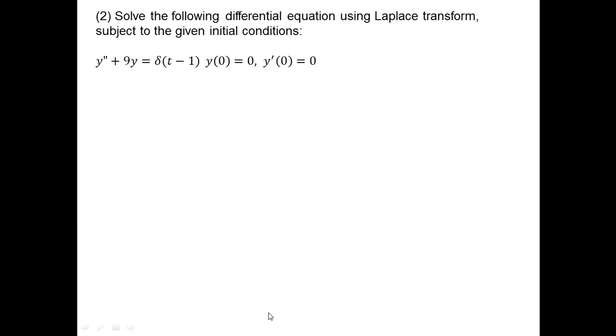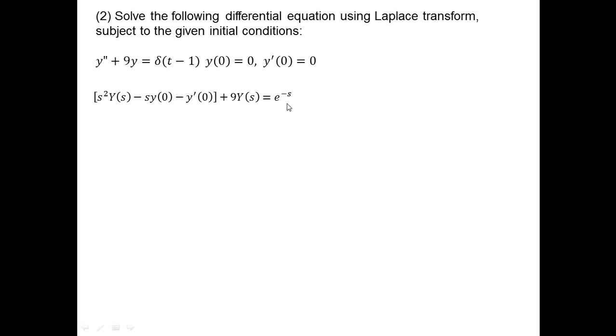In the next problem, again, we are interested in solving a second order differential equation here with the initial conditions, or when all initial conditions are 0. Again, to solve this second order differential equation, I take the Laplace transform of this differential equation. By taking the Laplace transform, I have s squared Y(s) minus s y(0) minus y prime(0), where y(0) and y prime(0) are initial conditions of y(t), plus 9 Y(s) equal to e to the minus s.